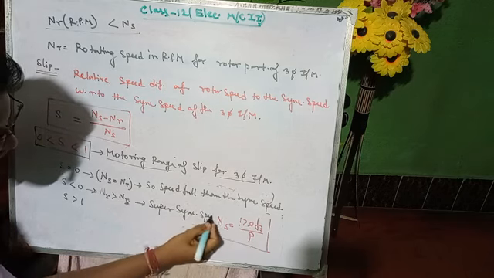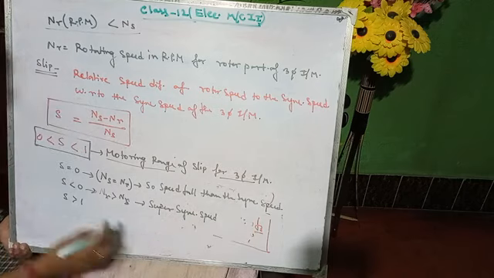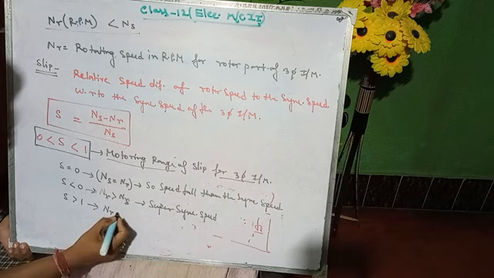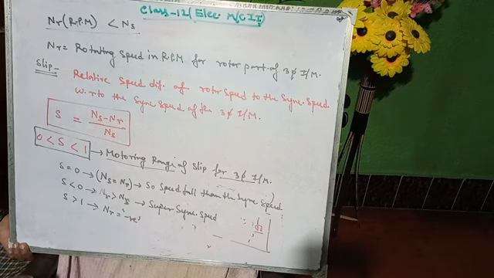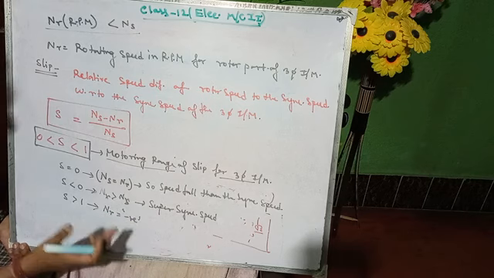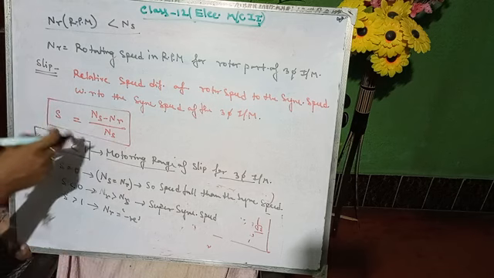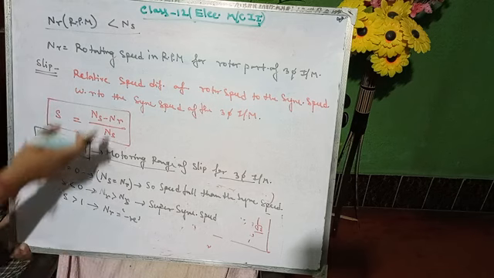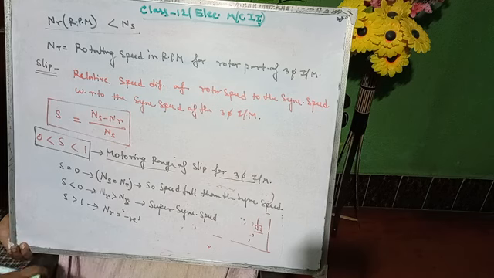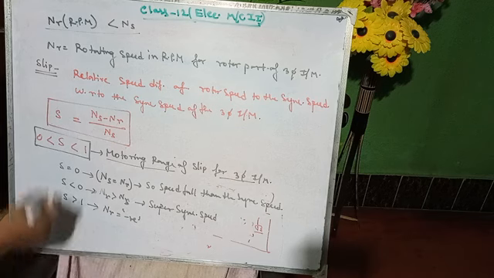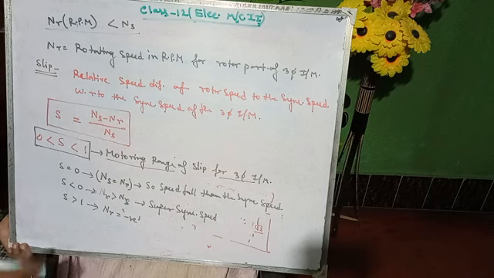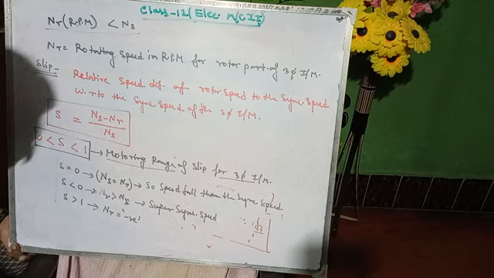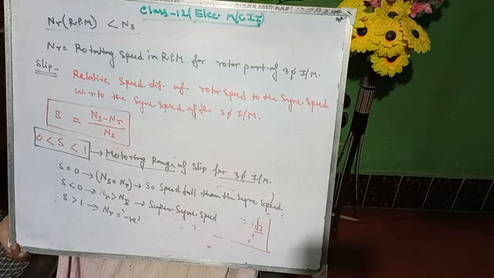Super synchronous speed. And s greater than 1 means nr is negative. That means whatever the direction of the synchronous speed, the rotor speed will be negative of that. Okay, so the rotation is in the opposite direction. So this is the significance of slip, and slip always lies between 0 and 1 for the motoring range of operation for a three-phase induction motor.